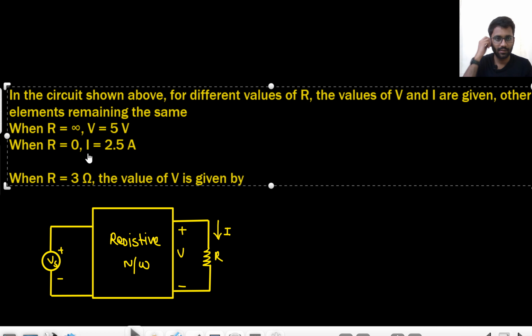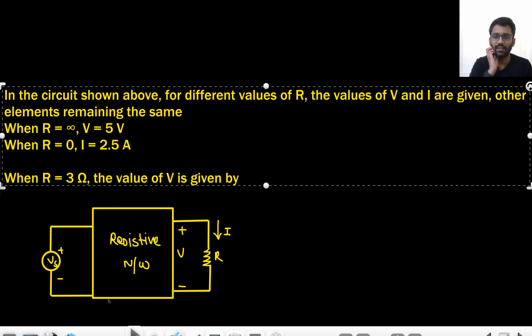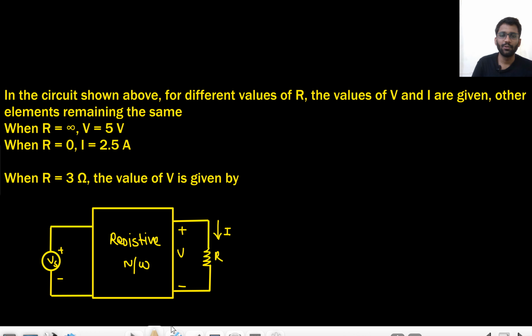It is given that in the circuit shown in the figure, for different values of R, the values of V and I are given, and the remaining elements are the same. If R is equal to 3 ohm, what will be the value of V? Okay. So if R is infinity, V is 5 volt. Tell me, what is this 5 volt? Thevenin's voltage. Why so? You are doing nothing with the Vs. Vs remains there as it is.